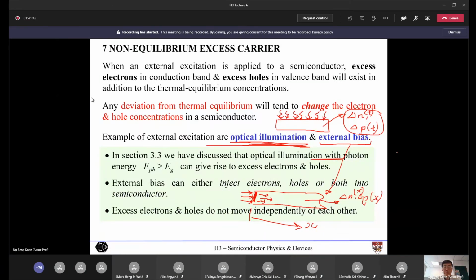The first non-equilibrium condition relates to how the excess carrier changes with time. The second one relates to how it changes with position in the semiconductor. So these are the two non-equilibrium situations that we're going to discuss.